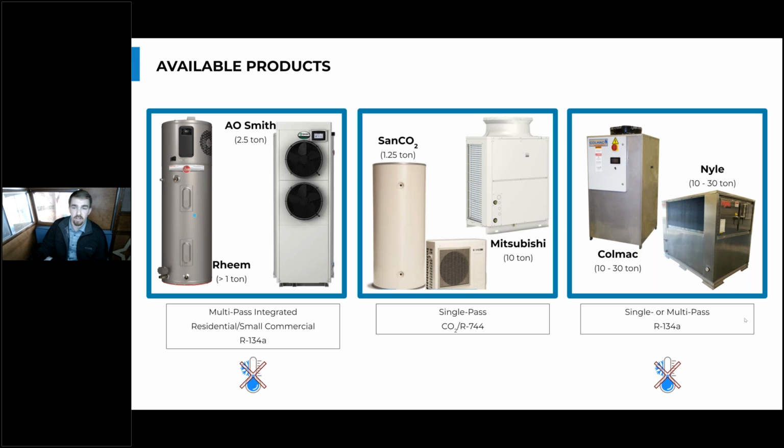And then we have the R134a commercial units that can typically operate in single pass or multi-pass because of their refrigerant limitations. And the biggest limit on this category here is they cannot withstand cold temperatures, just like the R134a residential units. So they bottom out at about 40 degrees. So that's why we saw that Colmac heat pump placed in that garage as a buffer space, so then it didn't see temperatures below 40 degrees.